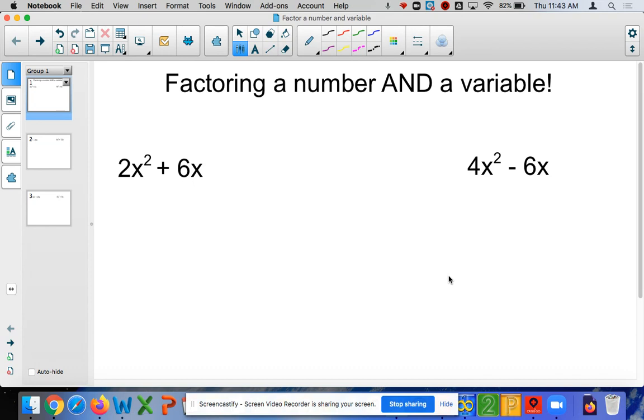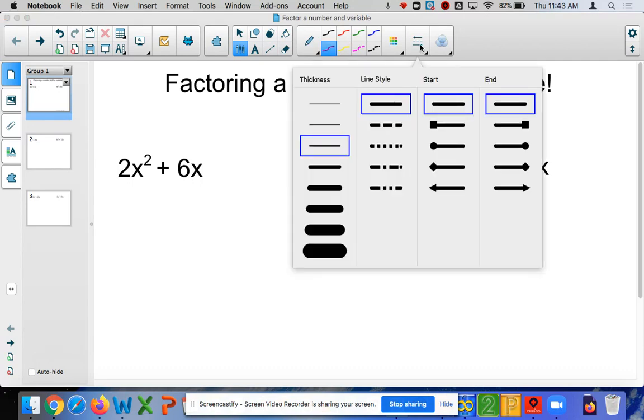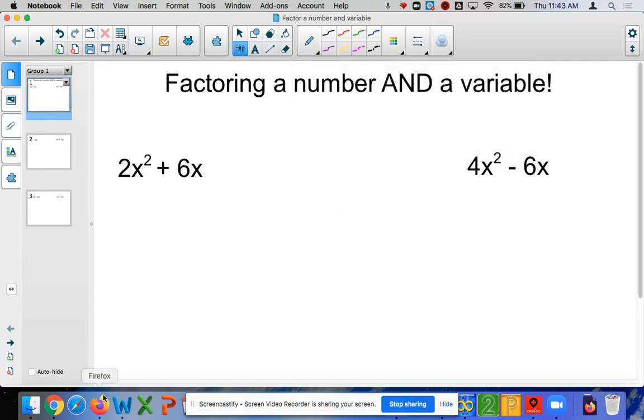So over the last couple of days, we've been factoring a number from a binomial. And then yesterday, I believe, we started looking at factoring a variable out of a binomial. Today, we're going to do both at the same time. And I'm going to show you how I do it, the easiest way I know how to do it. We're just going to jump right in with the first example there, 2x squared plus 6x.